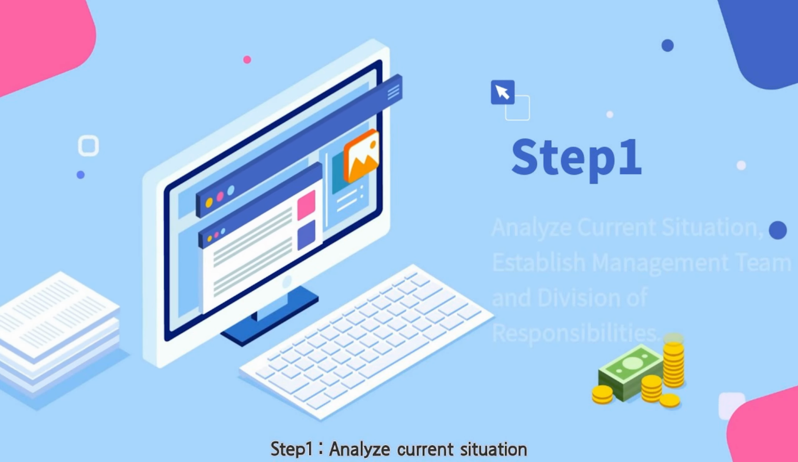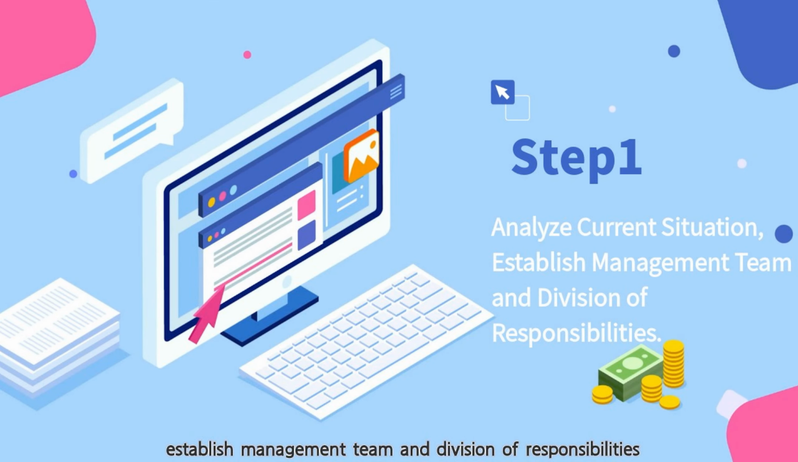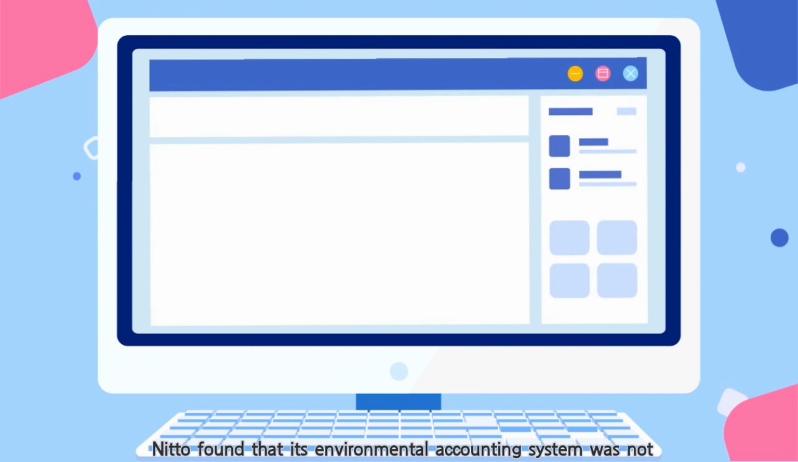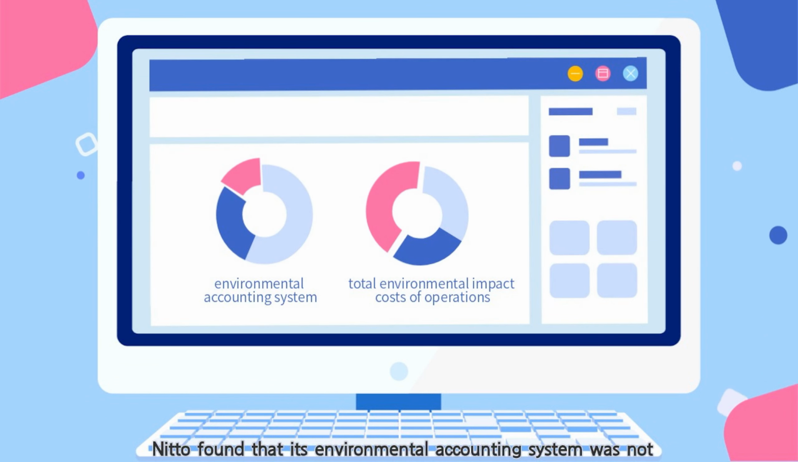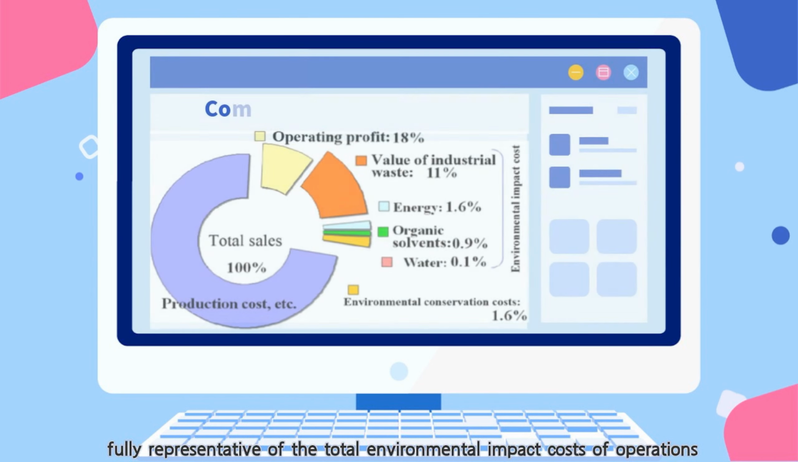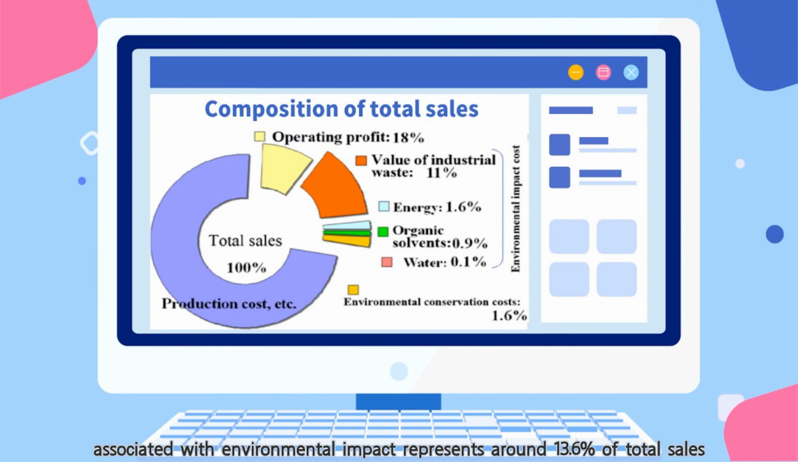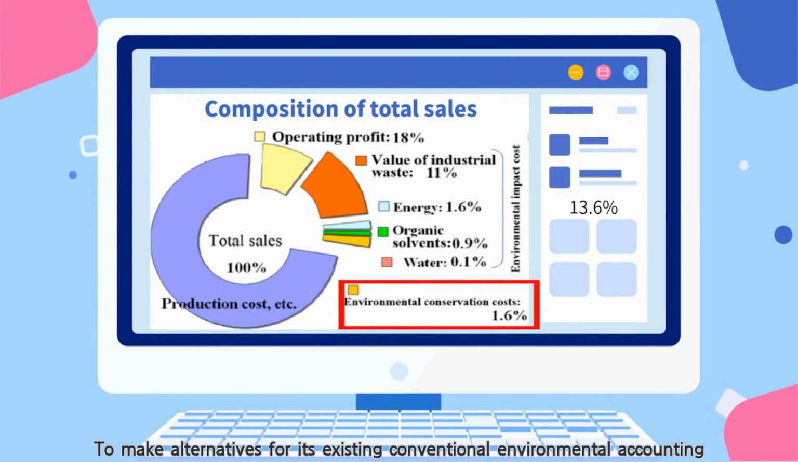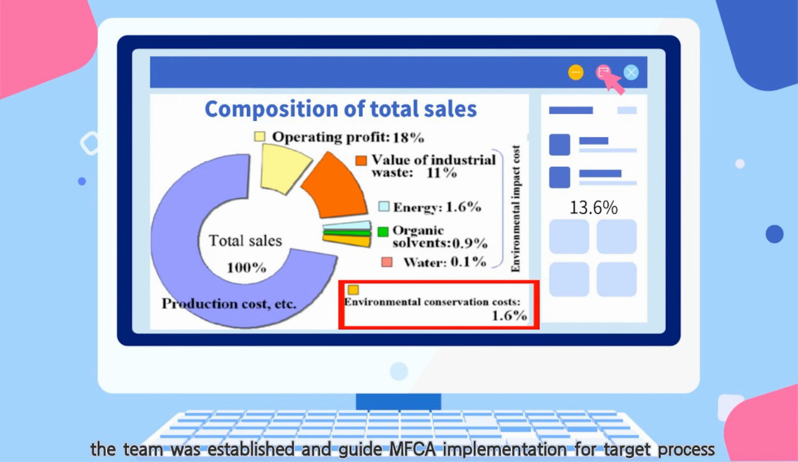Step 1. Analyze current situation, establish management team and division of responsibilities. As a part of environmental management activities, Nitto found that its environmental accounting system was not fully representative of the total environmental impact costs of operations. Other costs, such as energy consumption cost associated with environmental impact, represent around 13.6% of total sales, which is significantly higher than the environmental conservation costs of 1.6%. To make alternatives for its existing conventional environmental accounting, a team was established to guide MFCA implementation for the target process.